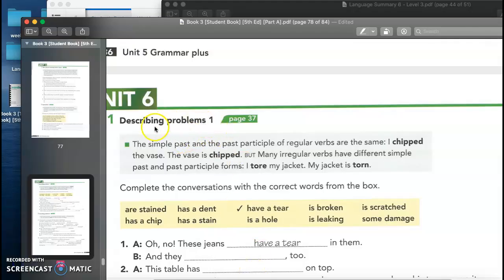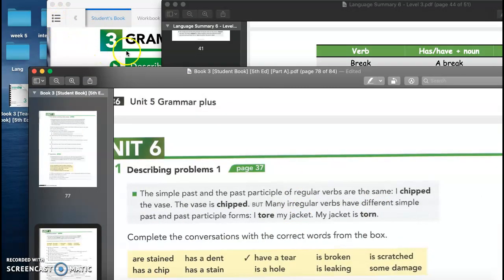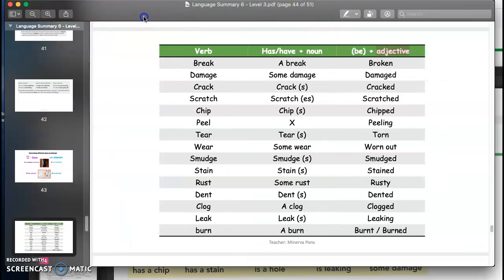Okay, so in here, this is some extra information. I hope you know this. It says the simple past and the past participle of regular verbs are the same. I chipped the vase. The vase is chipped. But many irregular verbs have different simple past and past participle forms. For example, tore: I tore my jacket, my jacket is torn. If you say I tore my jacket, tore is the simple past. Torn will be the past participle.